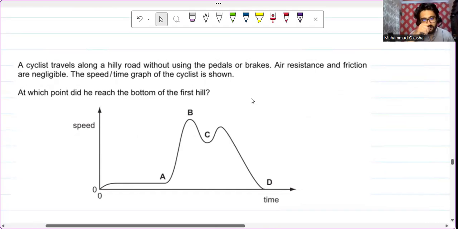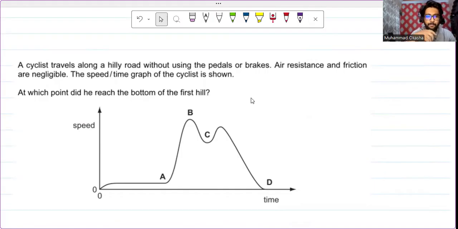A cyclist travels along a hilly road without using pedals or brakes. Air resistance and friction are negligible. The speed time graph of the cyclist is shown. At which point did he first reach the bottom of the hill? Let's do that very, very carefully.